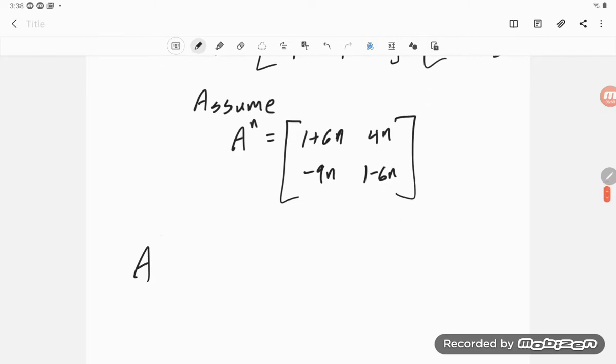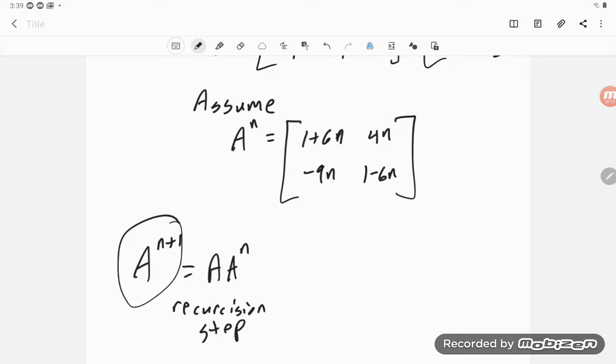Now, let's look at A to the n plus 1. Well, by our recurrence definition, that's A times A to the n. And this is what we call the recursion step. We take that next one and we try to write it in terms of stuff that we already know. We do know A, and the A to the n we're assuming to be true.